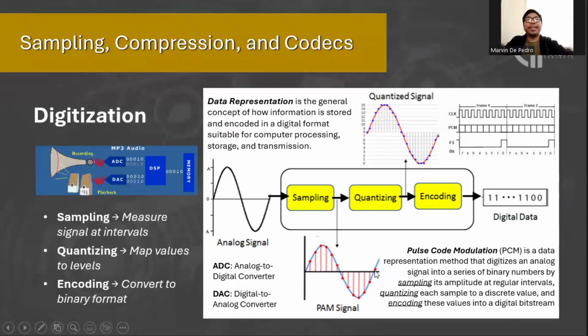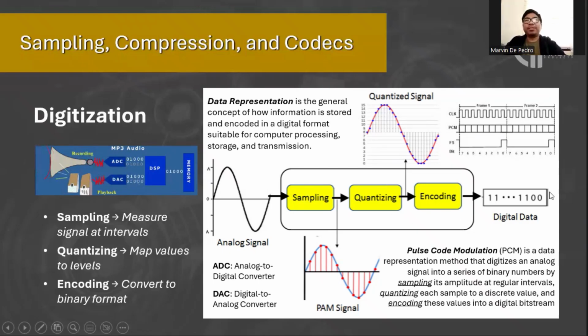And then what's next? We have encoding. I already mentioned, once they are quantized, we have discrete time and discrete amplitude. Once our signal has discrete time and discrete amplitude, we can now assign the binary equivalent to each one. I'll show a better picture in the next slide. But in the meantime, take note of our term, data representation. Once we have digitized the signal, or converted it into its digital form, next is to decide how we store and code them in a digital format that would be suitable for processing, storage, and transformation.